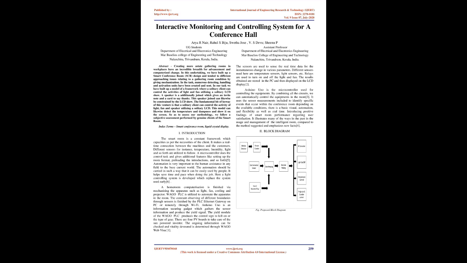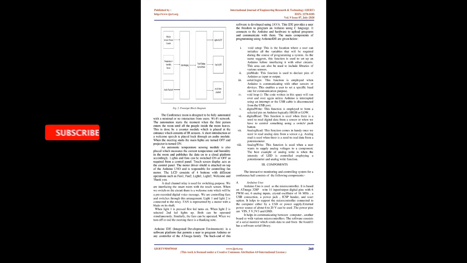The sensors are used to sense the real-time data for the instantaneous change in various parameters. Different sensors used here are temperature sensors, light sensors, etc. Relays are used to turn on and off the light and fan. The results obtained are stored in the PC and then displayed on the LCD display too. Arduino Uno is the microcontroller used for controlling the equipment. By combining all the circuits, we can automatically control the equipment in the room.